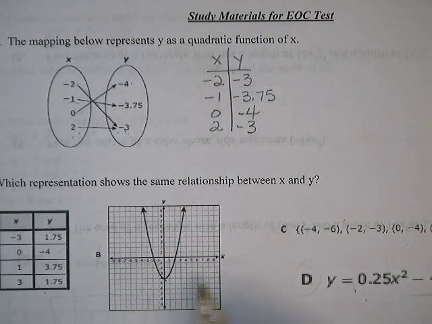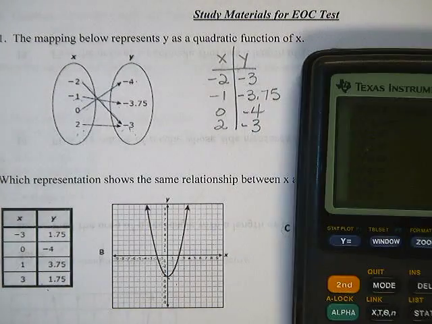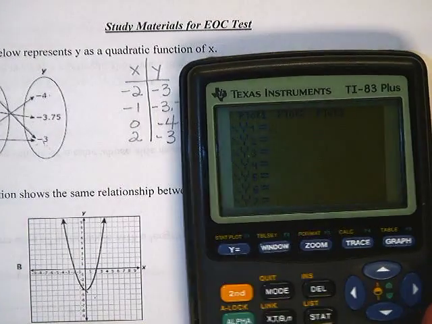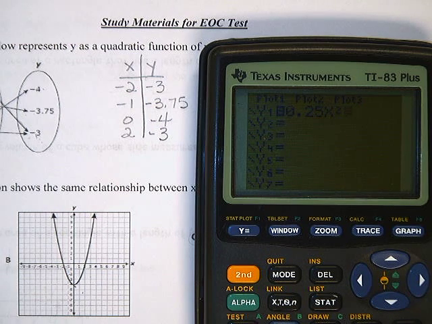Now they give us four different representations to choose from. We've got a table, a graph, a set of points, a set of ordered pairs, and then a function in y equals. So I would start with the easiest one and see if that's not it. So I would take my calculator. I have to move things over, and I go to y equals and put in 0.25 x squared minus 4.